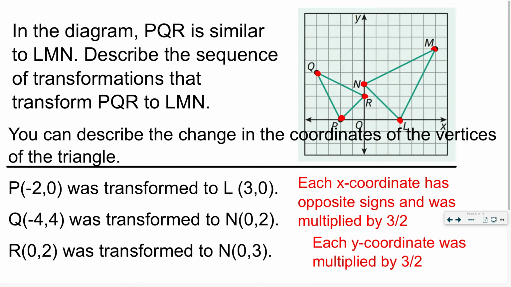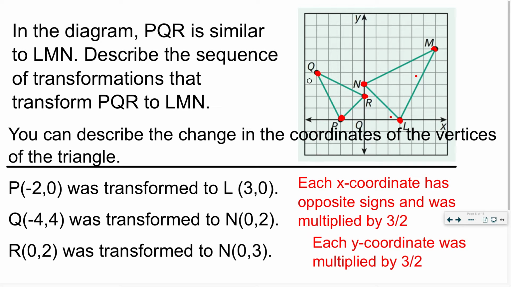So while this was the result of two transformations, we can notice a relationship between the coordinates. To go from -2 to a 3, to go from 0 to 0, -4 to 0, 4 to 2. Each x coordinate has an opposite sign and was multiplied by 1.5. The 1.5 represents the dilation. What does the opposite sign represent? What transformation would the opposite sign represent? Like instead of a -2, it became a +2. Instead of a -4, it became a +4. What transformation would actually move it from one side to the other?